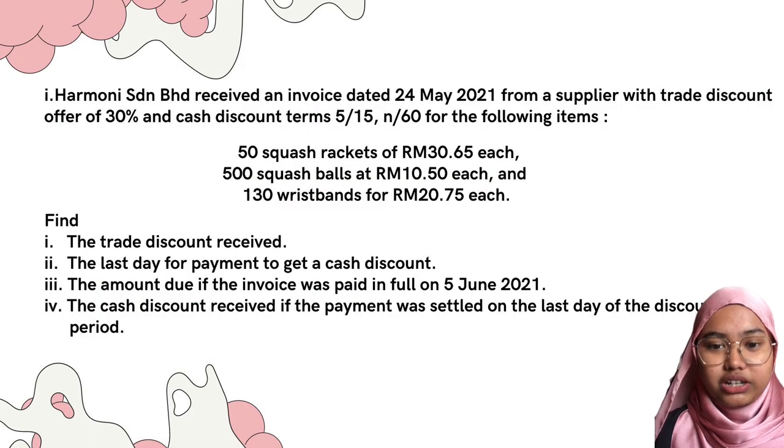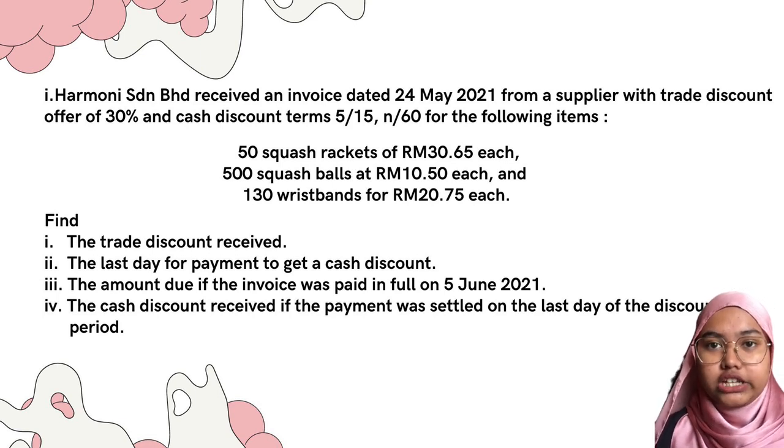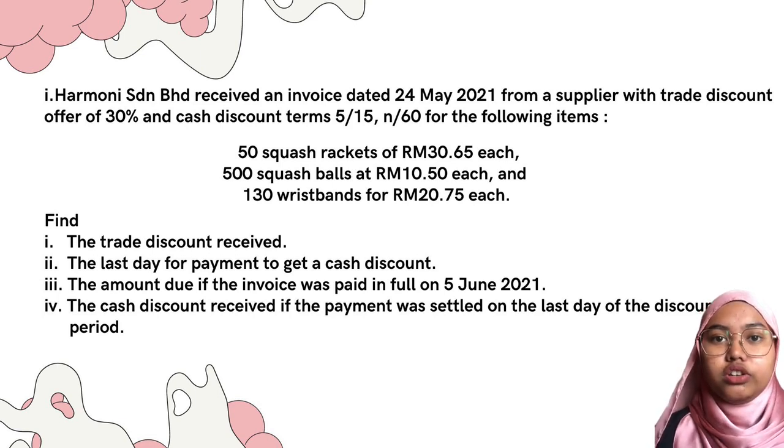Assalamualaikum warahmatullahi wabarakatuh. My name is Nurul Aimuni Dalila binti Terusan and I would like to present the trade and cash discount question. The question is: Harmony Sdn Bhd received an invoice dated 24 May 2021 from a supplier with a trade discount offer of 30% and cash discount terms 5/15, n/30, for the following items.